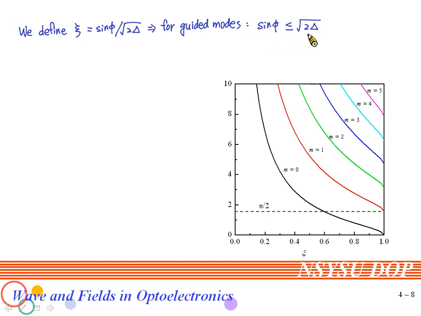According to this condition, we know that for guided mode, the value of C should be between 0 and 1. Okay, so for guided mode, the C value should be between 0 and 1. And then let us rewrite the phase matching condition.